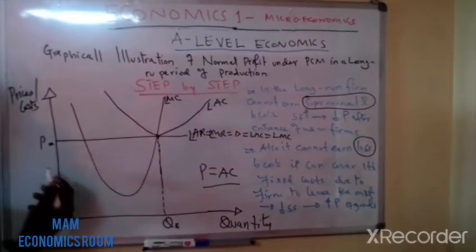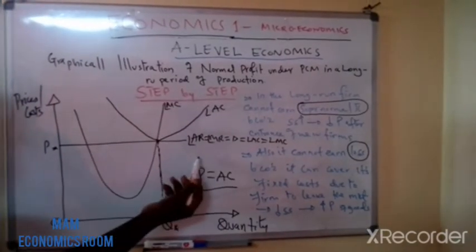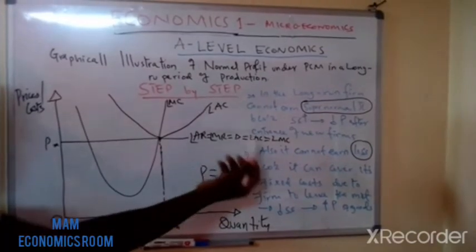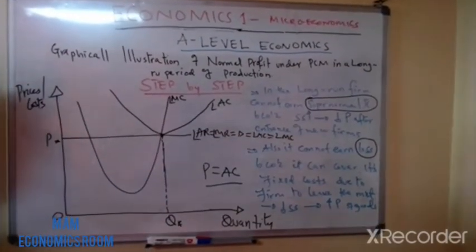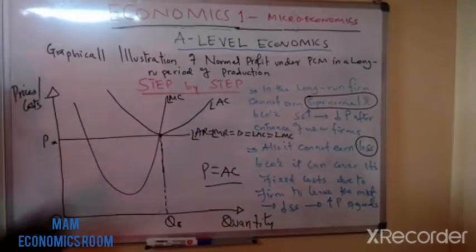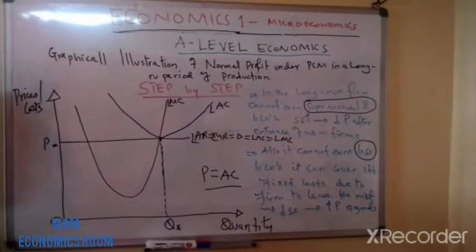So in a long run under PCM, price is equal to average revenue is equal to marginal revenue is equal to average cost is equal to marginal cost is equal to demand. So in a long run, price is determined under that condition. So that's a very simple step by step of doing a normal profit in a long run.